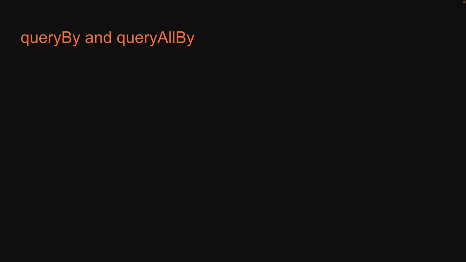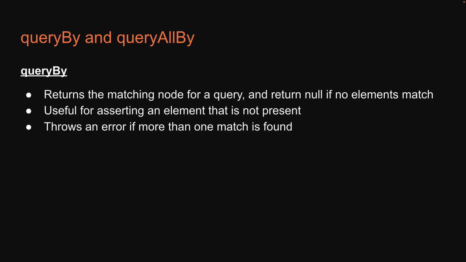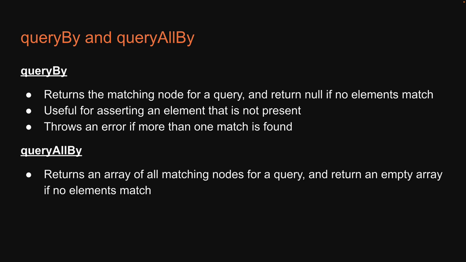Well, this is where a new class of queries comes into the picture. They are the queryBy and queryAllBy classes of queries. queryBy returns the matching node for a query and returns null if no elements match. This is useful for asserting an element that is not present. It throws an error if more than one match is found. queryAllBy returns an array of all matching nodes for a query and returns an empty array if no elements match.